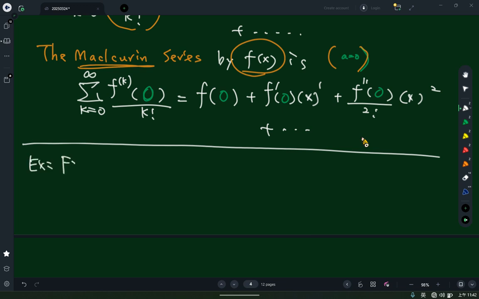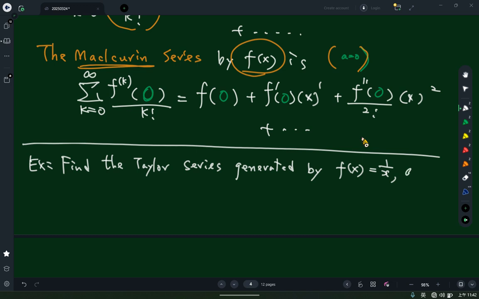Okay, so I will give you an example. For example, find the Taylor series generated by f(x) equals 1 over x at a equals 2, where does the series converge to 1 over x?